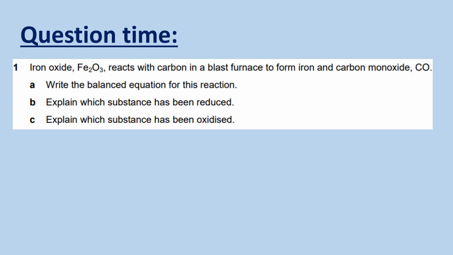Now, a little bit of extra work for you. You will see that you are given the formulae of everything that you'd need the formulae for. Iron oxide reacts with carbon, you know that's C, to form iron, you know that's Fe, and carbon monoxide, CO. So they've given you Fe2O3 plus C goes to Fe plus CO, and you've got to just balance that. Okay, hopefully you got that one right.